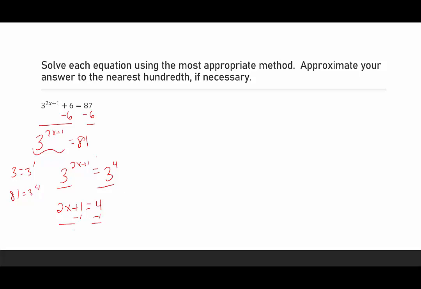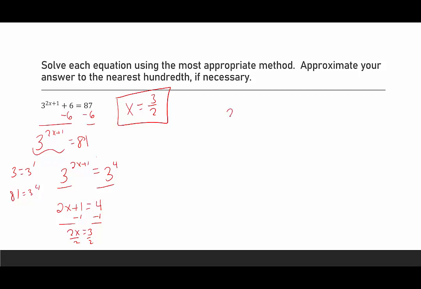I subtract 1 from both sides. 2x equals 3. Divide both sides by 2. And I end up with x equals 3 over 2. So that's using the one-to-one. I could use, if I didn't think of that, if I forgot that 81 was a power of 3, or, sometimes you just kind of fall into habits because the one-to-one property is particular, whereas the other strategies aren't.